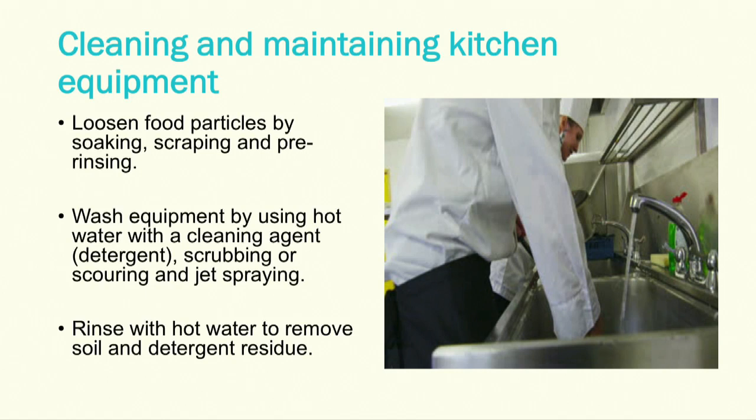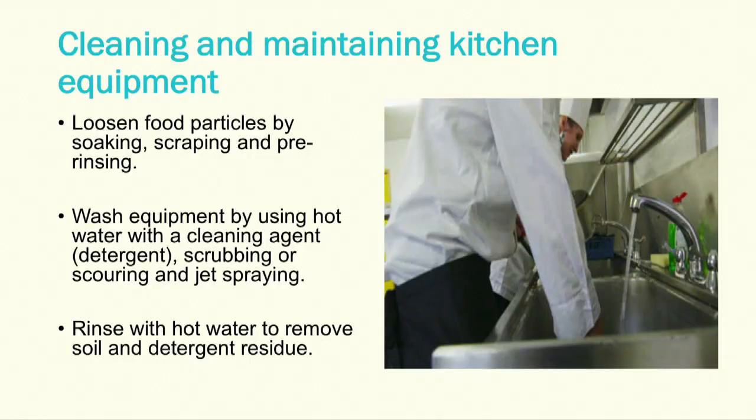Of course, it's essential that we clean and maintain kitchen equipment. Aphrodite spoke before about situations where chemicals have been left on equipment. So this is really important, especially using a dishwasher. It's important you've got the correct dosage of your detergent and your rinse going through to ensure all residue gets removed. So when we clean equipment, of course, we need to loosen food particles by soaking, scraping, or pre-rinsing.